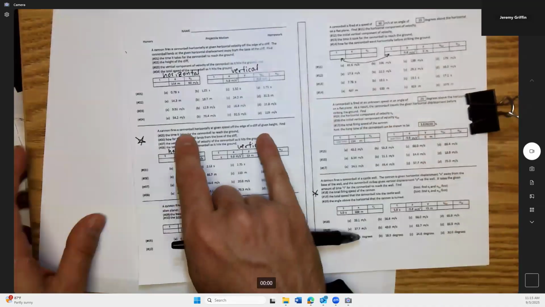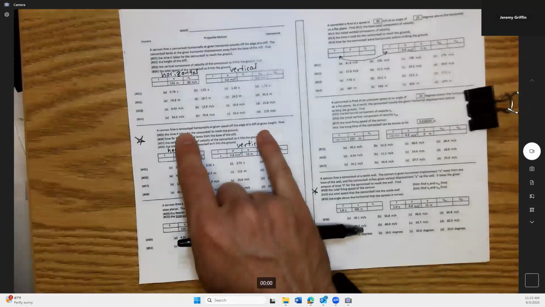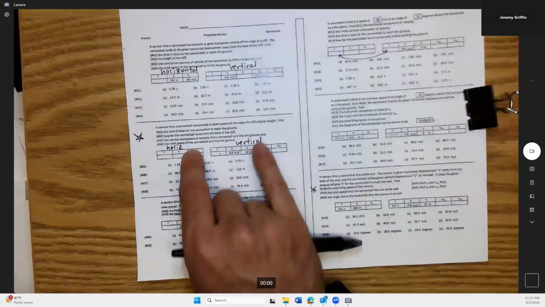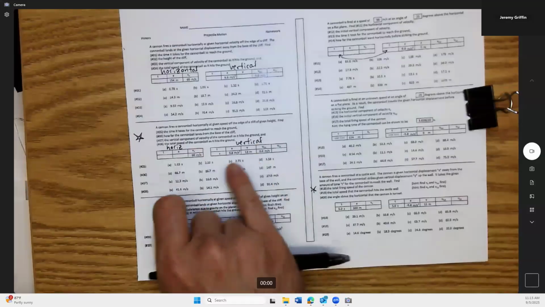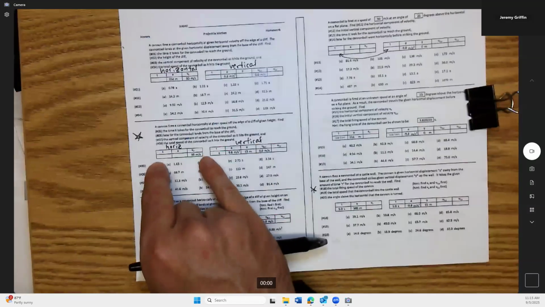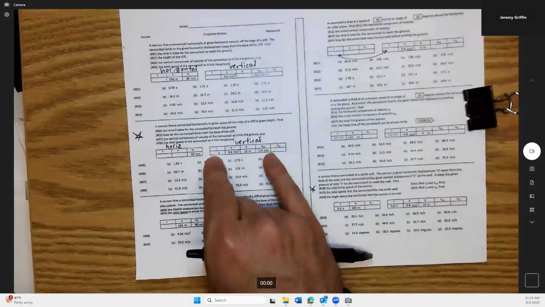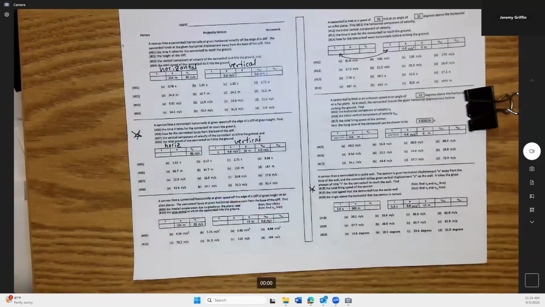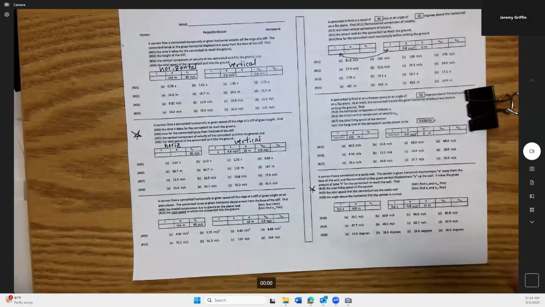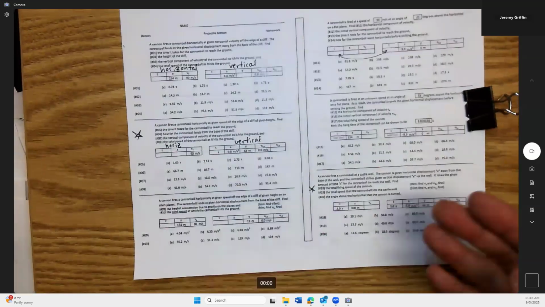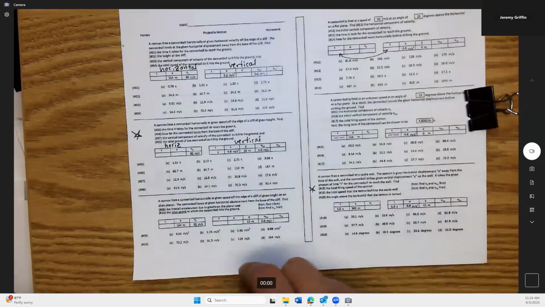So cannon fires cannonball horizontally off the cliff. I gave you the cliff height on this one. Remember how I gave you the horizontal information here and the vertical information over here? You guys remember that? Now, you guys know in most physics textbooks, they're not going to conveniently give you these tables, but how do you organize the information?